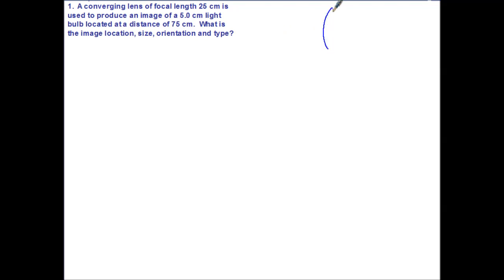So this is a converging lens. Looks like so. I'm going to go ahead and draw the principal axis. We have a focal length of about 25 centimeters, so I'm just going to go ahead and put that on either side here. So that's F. And I have some object that's located out here 75 centimeters away, so that'd be distance to the object 75 centimeters.